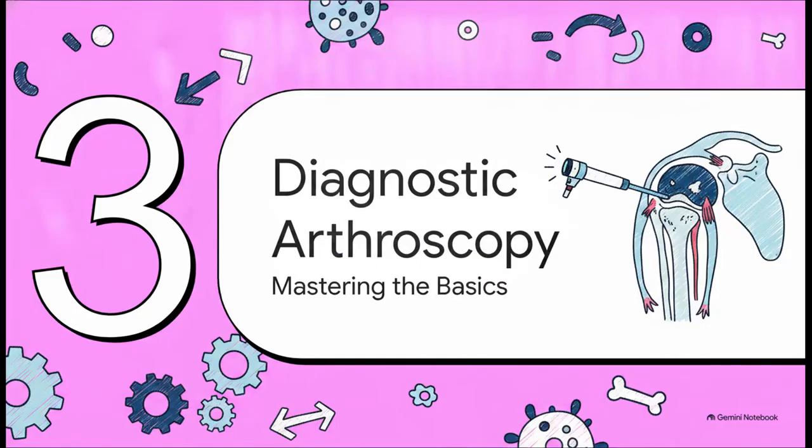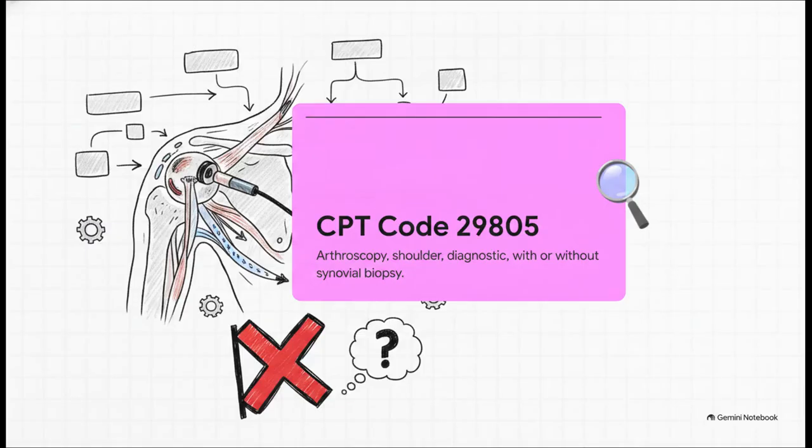So, how do we actually code this? The crucial first step is understanding the foundational exploratory work, the diagnostic arthroscopy. Our absolute baseline code here is CPT 29805. The official descriptor covers a diagnostic shoulder arthroscopy, which might or might not include a synovial biopsy.